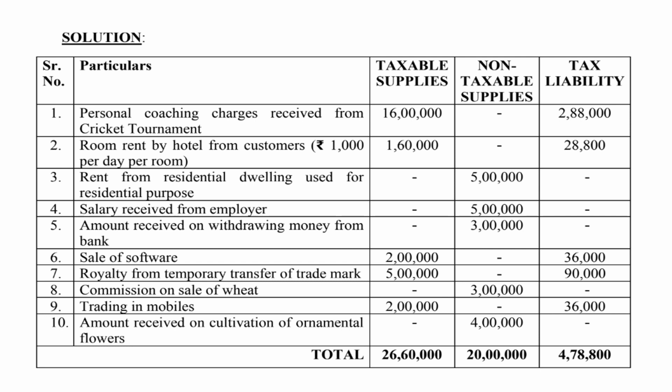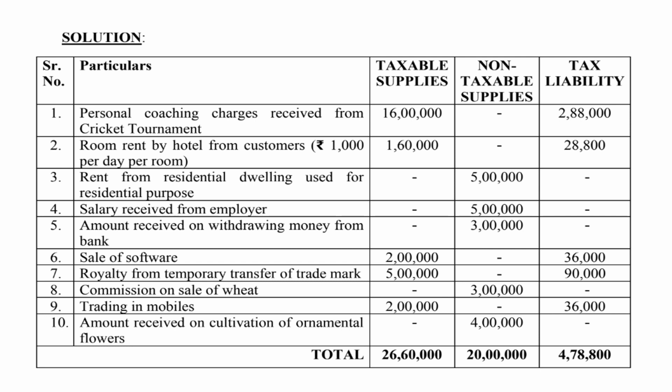The next is rent from resident dwelling used for residential purpose. So it is non-taxable. You will put it in the non-taxable column, which is 5 lakh. Then salary received from employer, this is also non-taxable. Then amount received on withdrawing money from bank, this is also non-taxable.